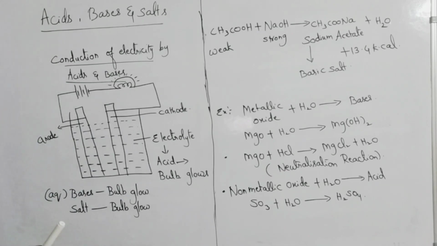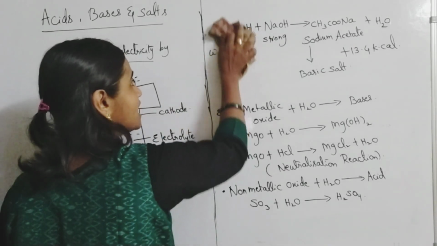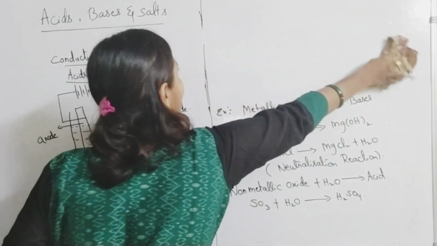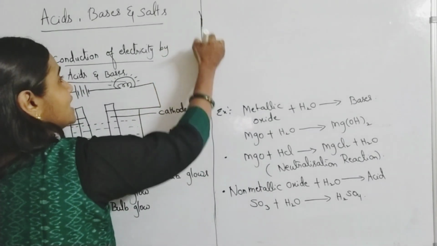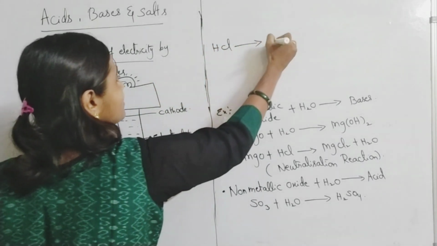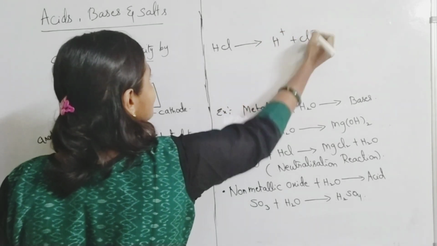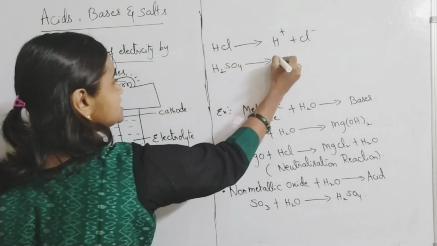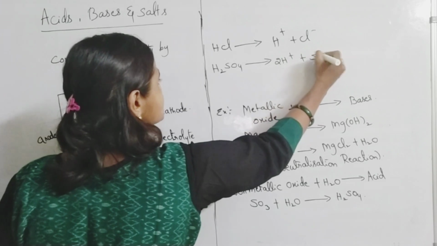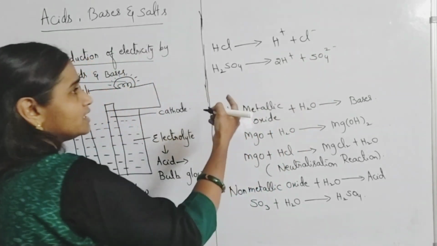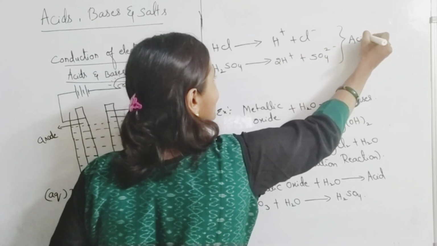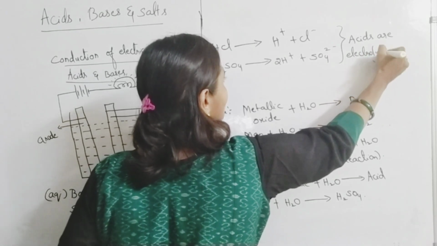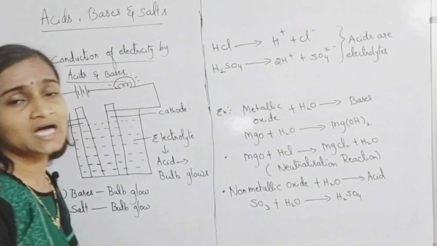This shows that when electricity is made to pass through them, the substances taken as electrolytes split into their ions. If you take acids as an electrolyte, like HCl, on electrolysis it splits into H plus and Cl minus ions. Same like that, H2SO4 on electrolysis splits into 2H plus and SO4 2 minus ions. So acids are best electrolytes, that means they allow electricity to pass through them.